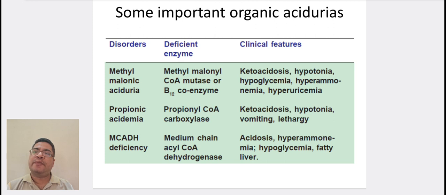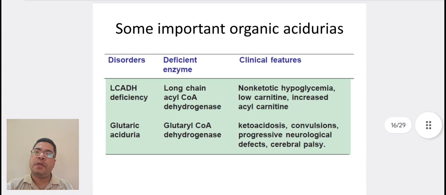MCAD deficiency. Its deficient enzyme is medium chain acyl CoA dehydrogenase. Its clinical features are acidosis, hyperammonemia, hypoglycemia, and fatty liver. LCAD deficiency. Long chain acyl CoA dehydrogenase is the deficient enzyme. Its clinical features are non-ketotic hypoglycemia, low carnitine, and increased acylcarnitine.